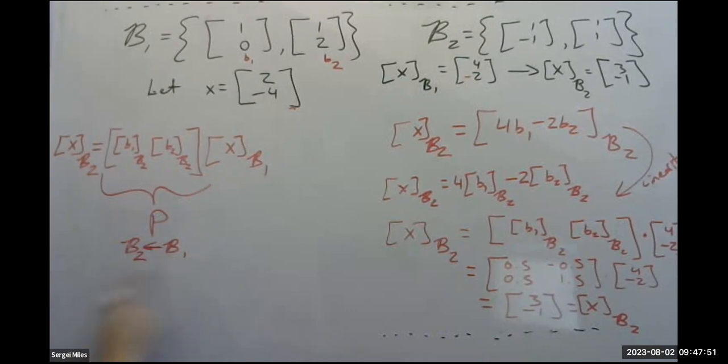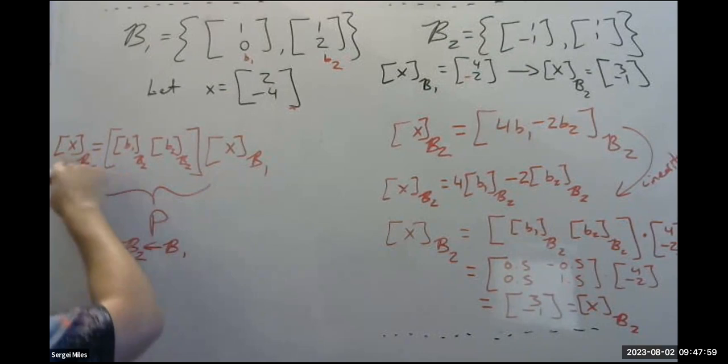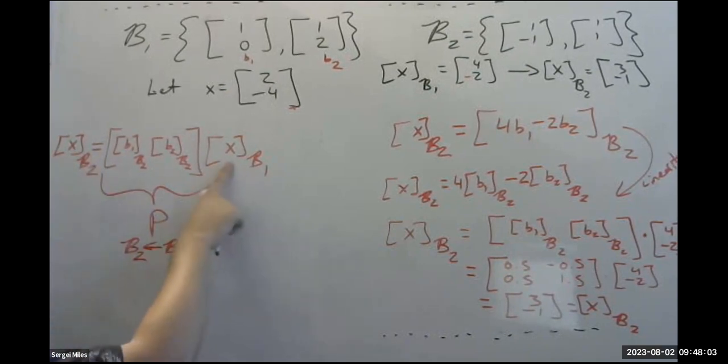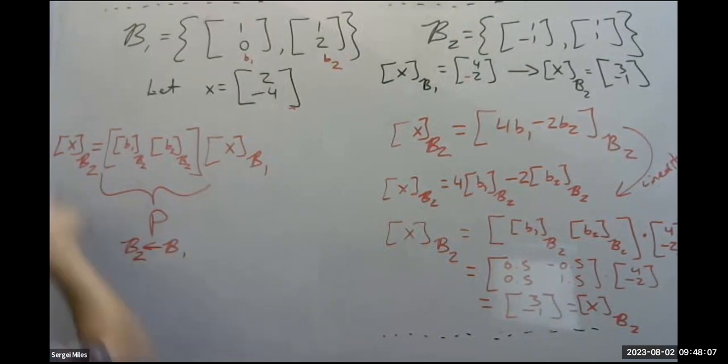So how do we memorize this order? Well, whatever is on the right side, this is what you're multiplying by. Whatever is on the left side, this is the output of that multiplication. So I take a B1 coordinate vector, I multiply it by this matrix, and it changes it into a B2 coordinate vector. Okay, so we're ready for the theorem. Let's go ahead and take a look.